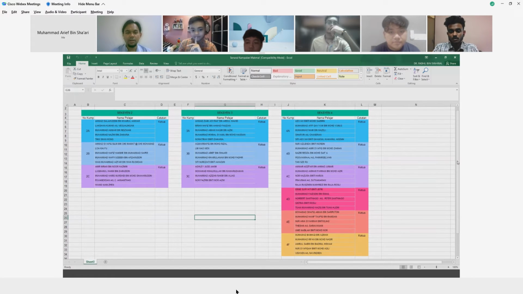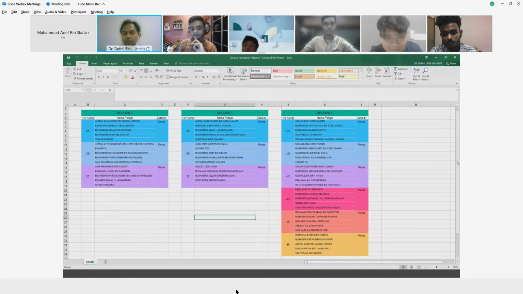Okay. Don't worry, I will share with you all of these files. You can get this file from UiTM Learn. I already uploaded all of the files related to our course in Learn. You can get this list from the ULearn.